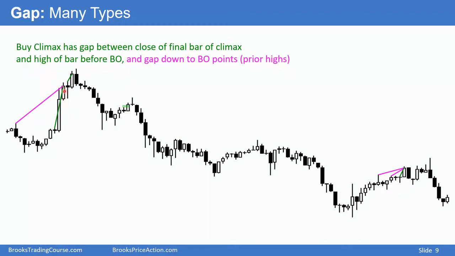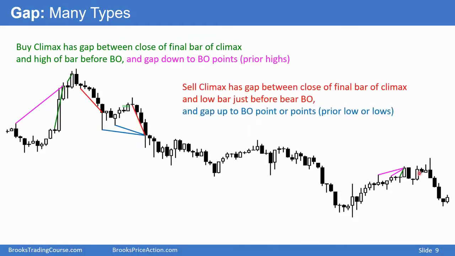Many types of gaps. We have a gap this close and this high, this close and that high. We have another bar. Now we have a 2-bar buy climax, so the gap is now this close and that high, and that close and this high. And then we have another breakout here, a new gap, this close and that high. That gap closed immediately on the very next bar. Same thing over here. We have a bull breakout, gaps above those highs.